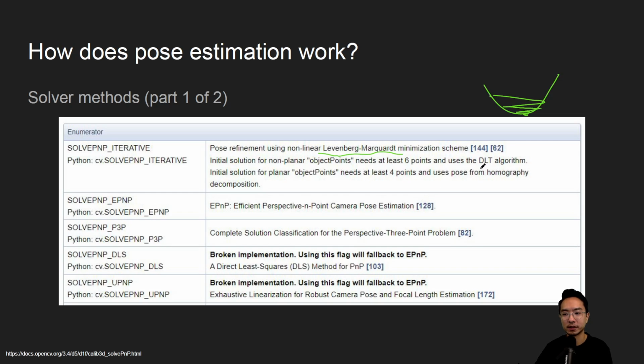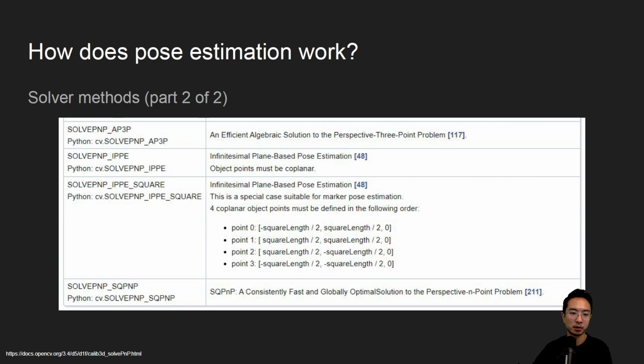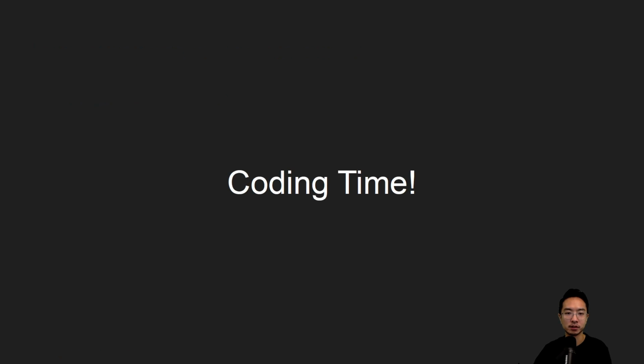And then you also have DLT methods, which try to solve least squares directly. Some methods use SVD and so on. You can see part two, where you have some other different methods that you can explore. But usually the default one works fine. So that's the one we will use in our example. So let's jump right to it.